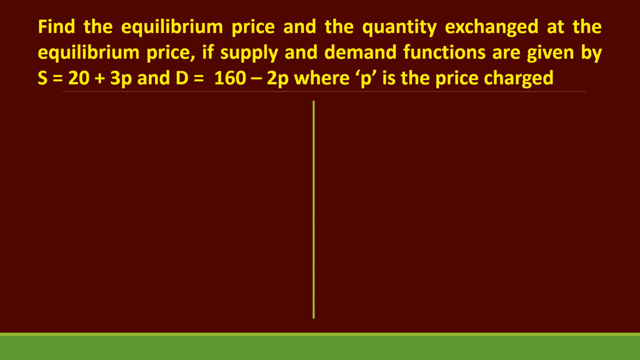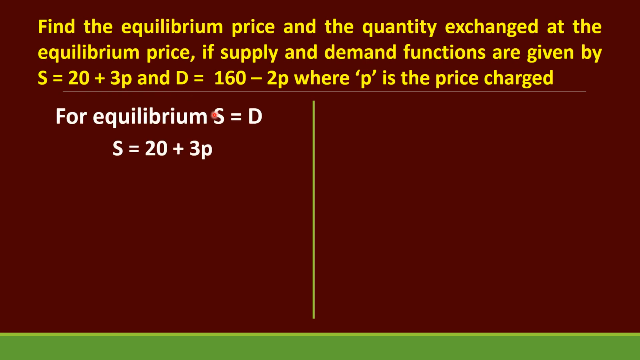And now let us consider a different question. Here the question is to find the equilibrium price and the quantity exchanged at the equilibrium price if supply and demand functions are given by S is equal to 20 plus 3p and D is equal to 160 minus 2p, where p is the price charged. Now we know that at equilibrium supply equals demand. For equilibrium, S is equal to D, and S is given as 20 plus 3p and D is given as 160 minus 2p. When S is equal to D, then this must be equal to this.